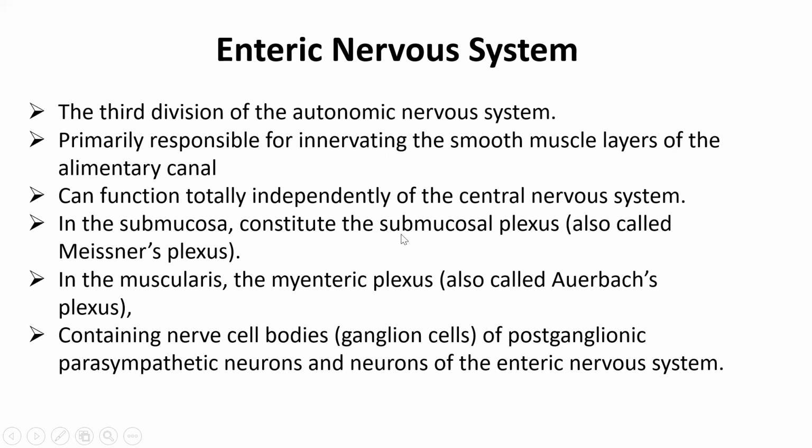Present in the submucosa, they constitute the submucosal plexus, or mesenteric plexus, and on the muscularis, between the two layers, the myenteric plexus or Auerbach plexus. Just different names because of their location. They contain nerve bodies, you see that on the microscope, ganglia, postganglionic parasympathetic neurons, as well as neurons of the enteric nervous system, so some mixed.